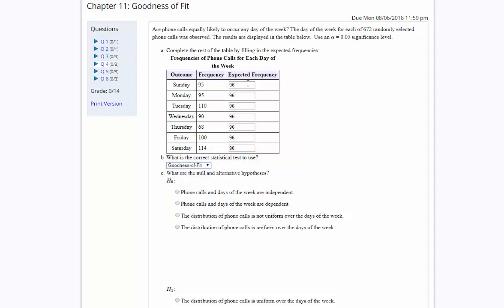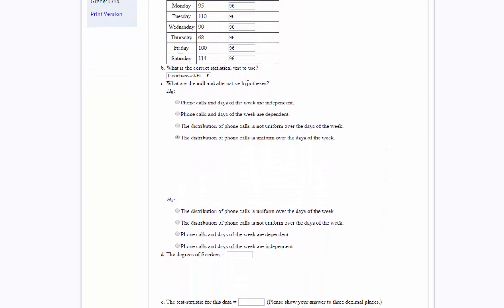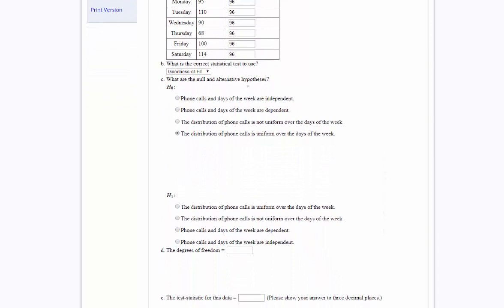All right, now what am I trying to see? I'm trying to see if the phone calls are uniformly distributed, right? That is exactly the same as saying all the proportions are the same. So for the null hypothesis, I would choose the distribution of phone calls is uniform over the days of the week. The alternative hypothesis will say they're not uniform, so I select these two options.